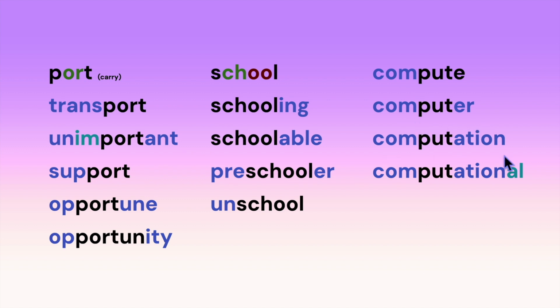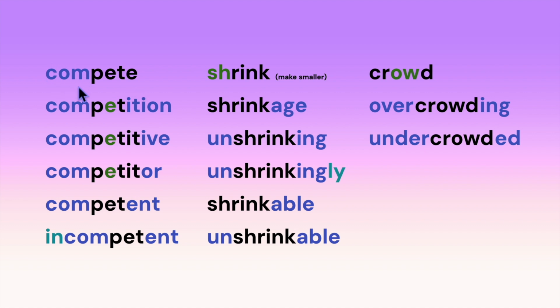Computer, computation, computational. Here we have another root, compete, which has a prefix in it. Com, compete, competition. Notice that when we start adding suffixes to the root compete, this long E becomes a short E sound. So we have compete, competition, competitive, competitor, competent, incompetent.